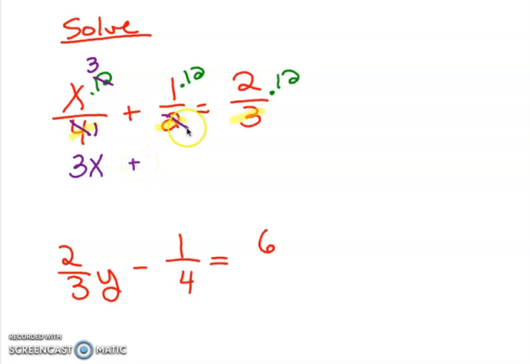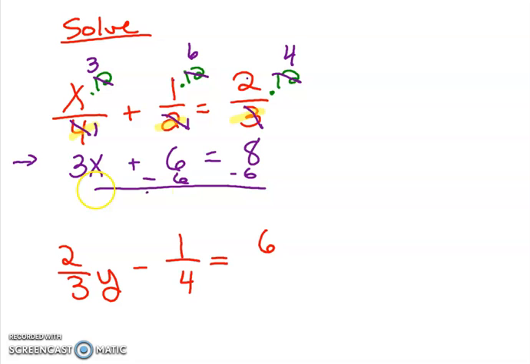Here, the 2 and the 12 reduce to 1 and 6. 6 times 1 is 6. No fraction. And then on this right side, 3 goes into 12. 4 times 2 is 8. And notice you're left with a simple equation with no fractions to solve. So we're going to subtract 6 from both sides. 3x equals 2. Divide both sides by 3. And then x equals 2/3.